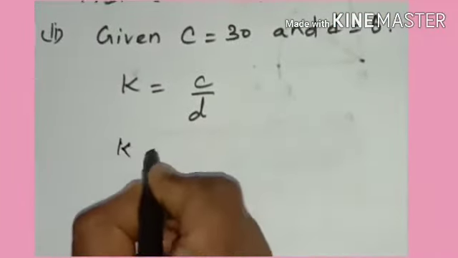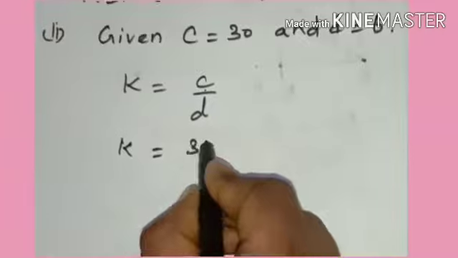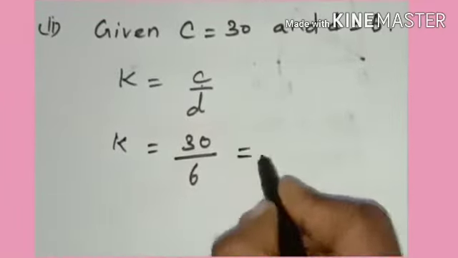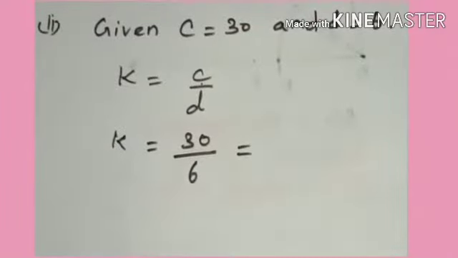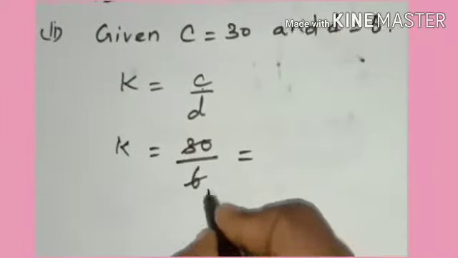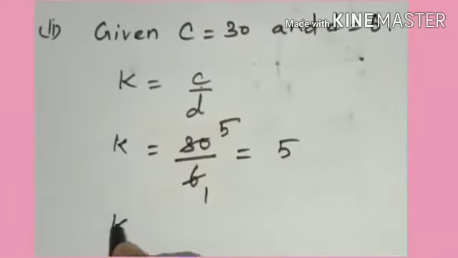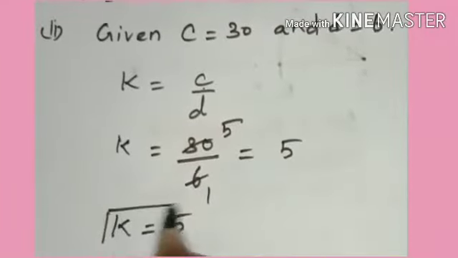And here the value of C is 30, and here D is, it is given that 6. So now when we cancel 6 and 30, here it is 1 time, here it is 5 times. So the value of K is 5.